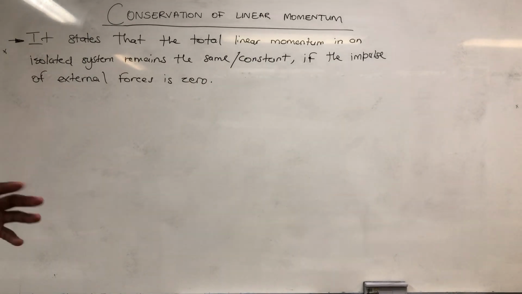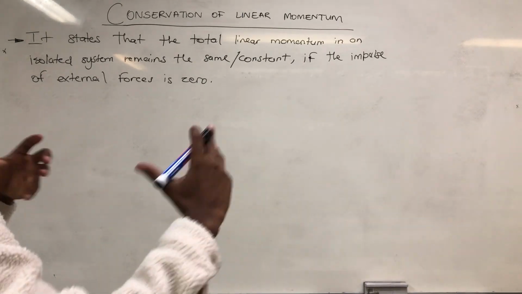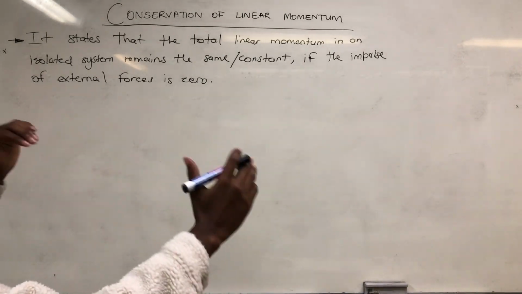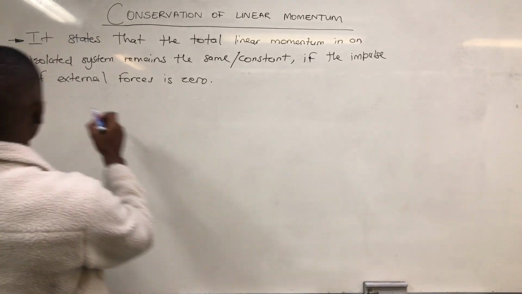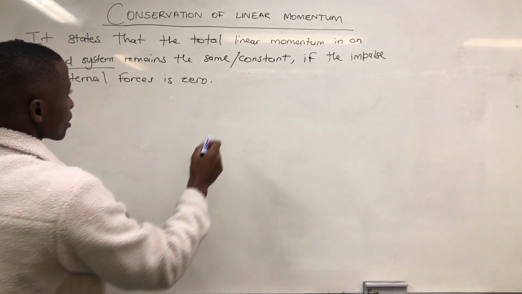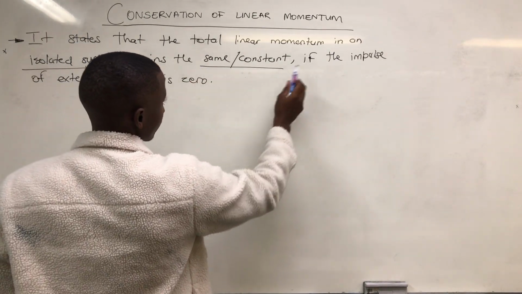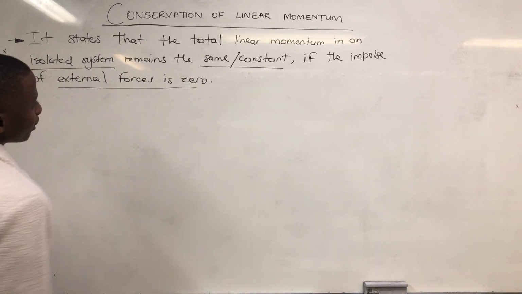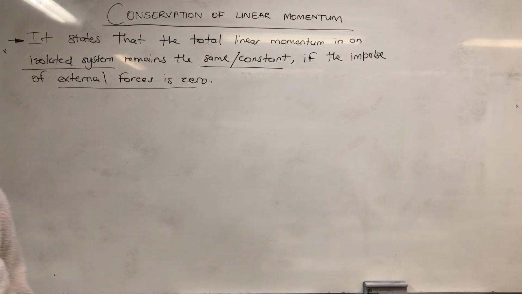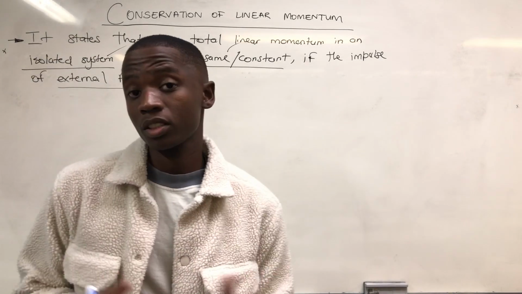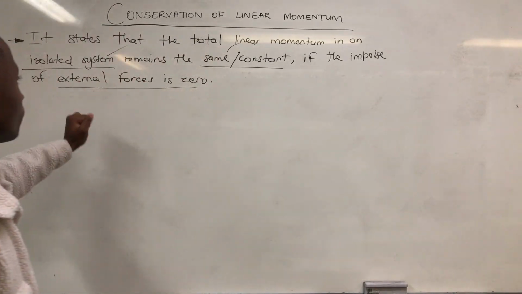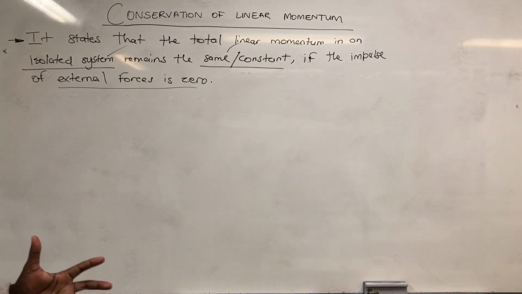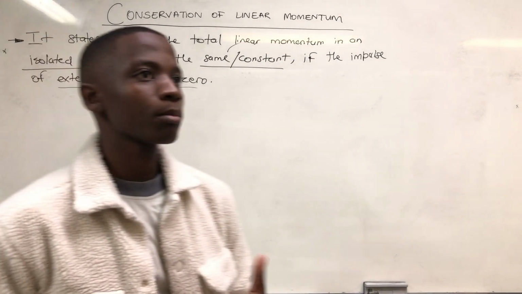So, the principle of conservation of momentum states that the total linear momentum in an isolated system remains constant, or remains the same, if the impulse of external forces is 0. And that's how it goes, guys. Those are basically your 2 marks. So let me make an example of this.